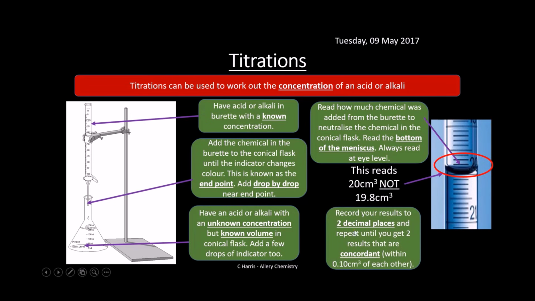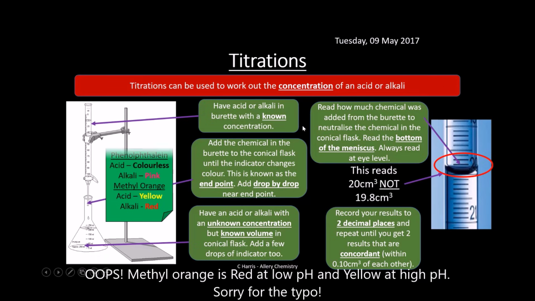Okay, and then you record your results to 2 decimal places. So when you take your reading from here, 2 decimal places, and you repeat your titration until you get 2 results which are concordant. So basically that means they're within 0.1 centimetres cubed of each other. And you take an average, and then you get your average titre from that.